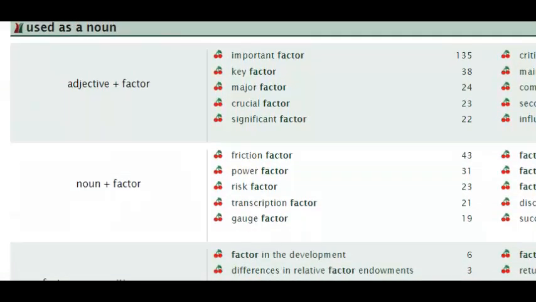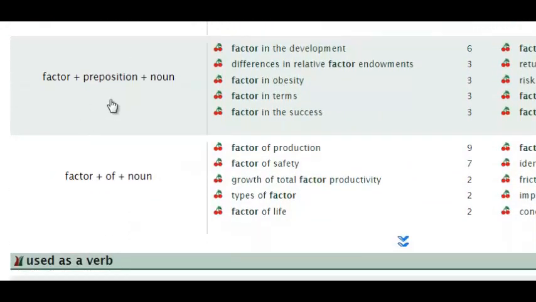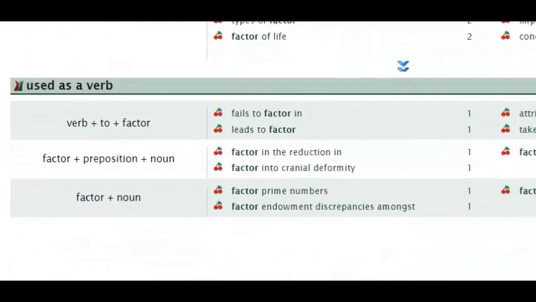Now what we have, so we have factor, and on the left hand side we have the pattern, so we've got adjective plus factor, and then down here we've got noun plus factor. And then we've got factor plus preposition plus noun, and then factor of plus noun. And we can also use factor as a verb, so verb to plus factor, factor plus preposition plus noun. So there are all of these different patterns.